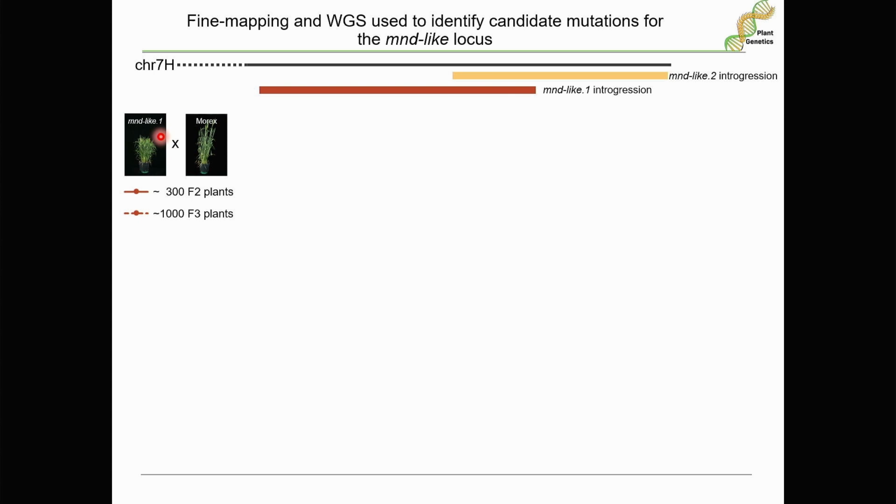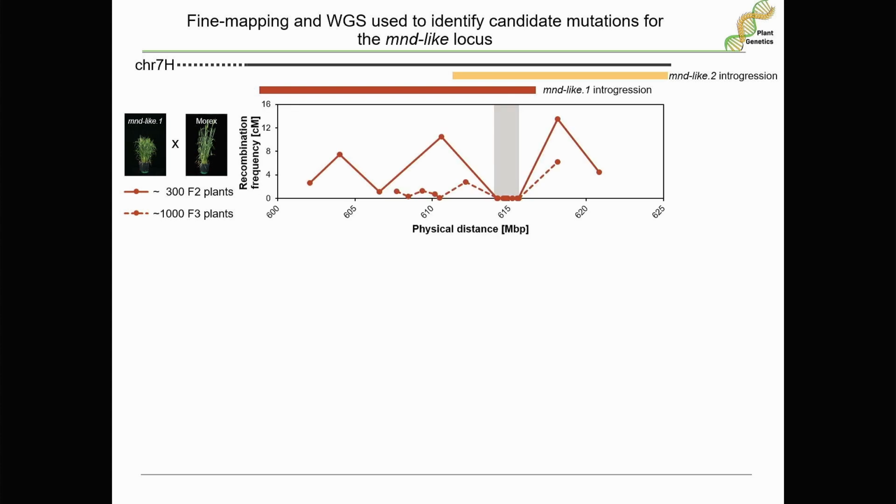So we had a very large population for MND-like 1. And at the top, you can see chromosome 7 with the 2 integrations as a scheme here shown. And we followed some CAPS markers in this population. What we saw is that there was a region in the overlap of these 2 integrations where there was no recombination at all. So that was quite interesting because this population was already very large.